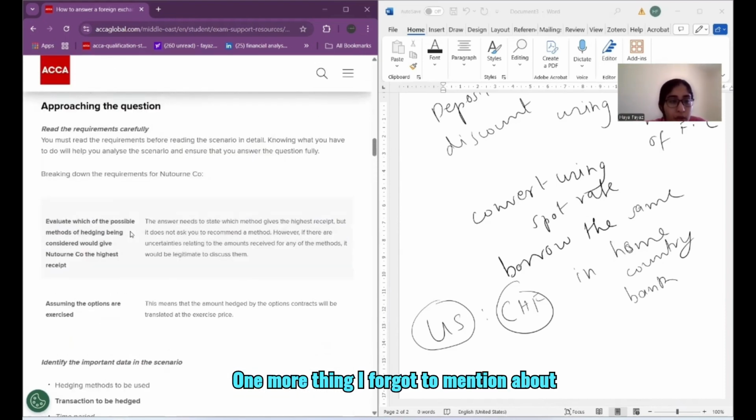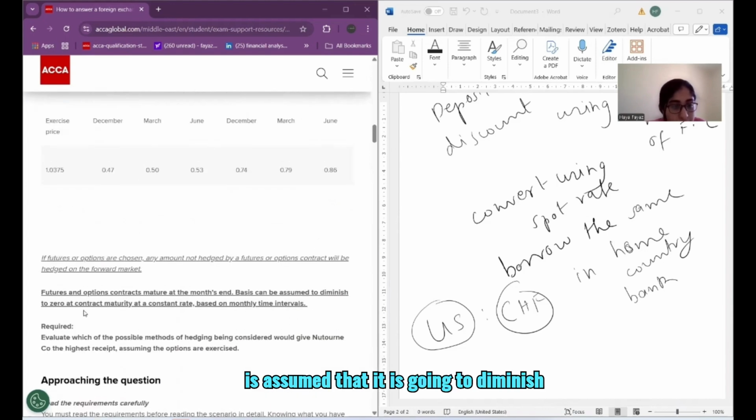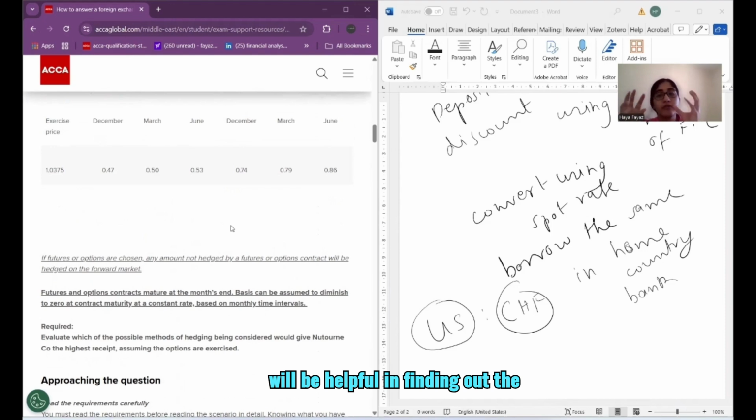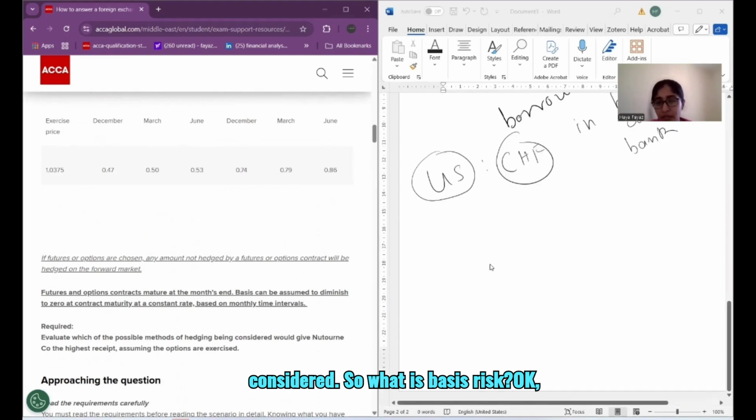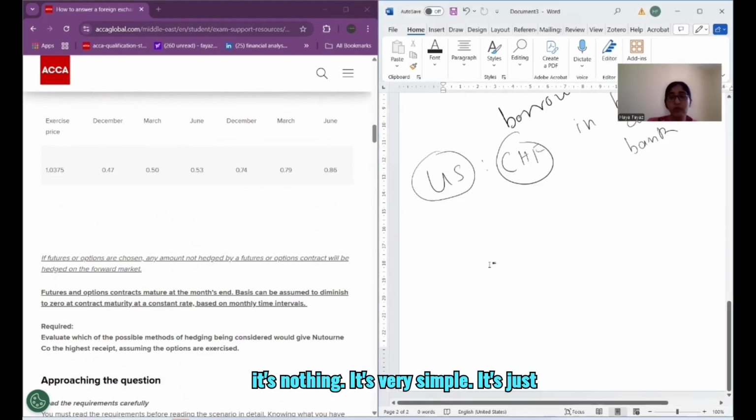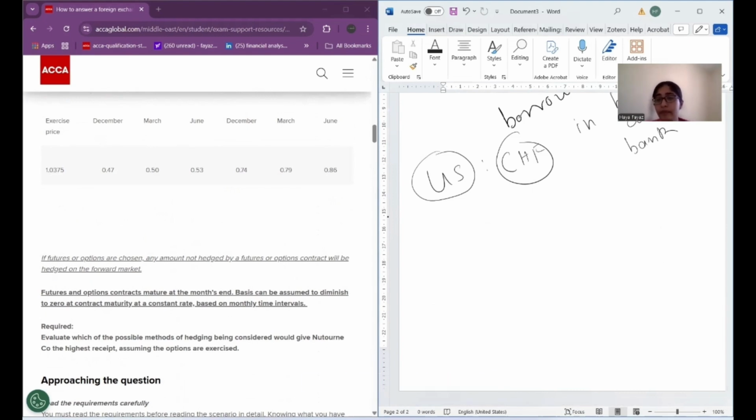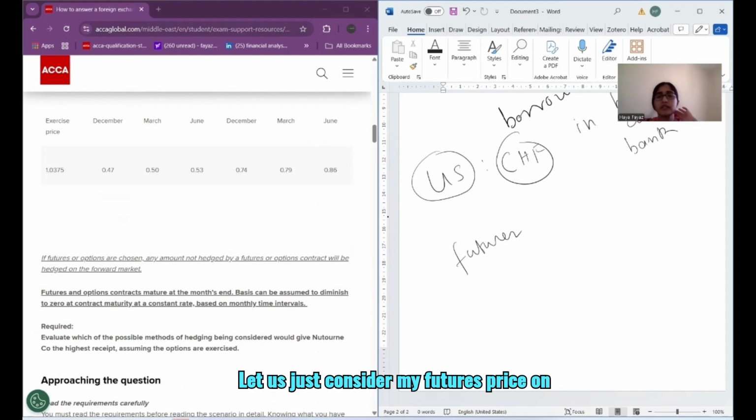One more thing I forgot to mention is the basis thing that I read here. It is assumed that it is going to diminish at contract maturity at a constant rate based on monthly time intervals. So this will be helpful in finding out the futures lock-in rate, the rate to be considered. So what is basis risk? It's very simple. It's just that my futures price on the future date is going to differ from the spot rate on the transaction date, for sure, right?